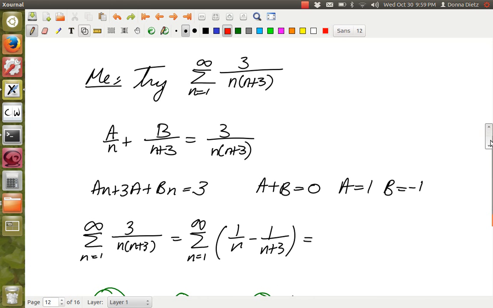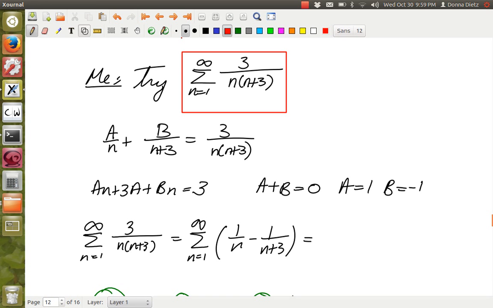Okay, so my turn. I'm going to try to do this summation right here. And yeah, okay, lovely. Don't you love my special tools that make rectangles for me? There we go.